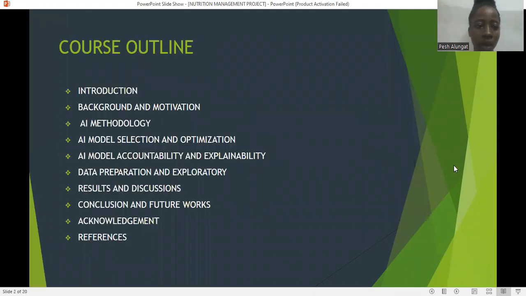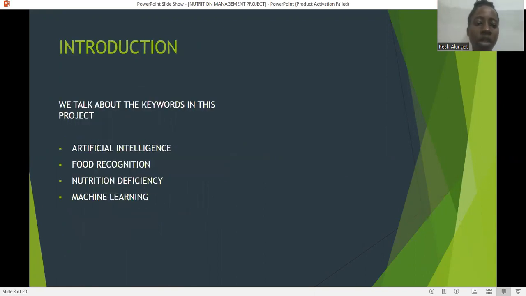So the course outline for this project, I'm going to present to you the term paper of my project, and it will include the introduction, background and motivation, AI methodology, AI model selection and optimization, and the rest also as shown. So in our introduction, we are mainly going to focus on the keywords that revolve around our project.